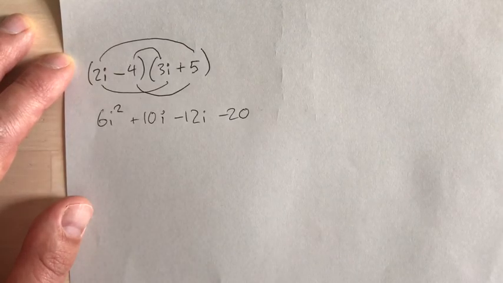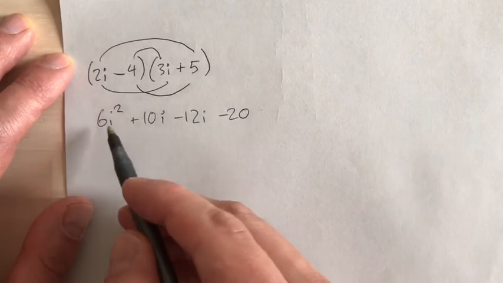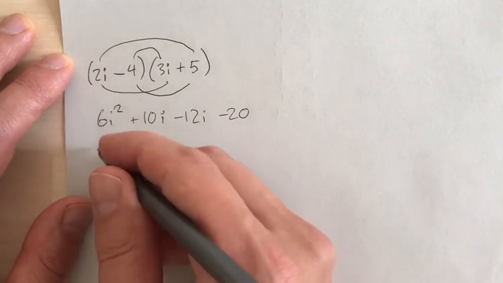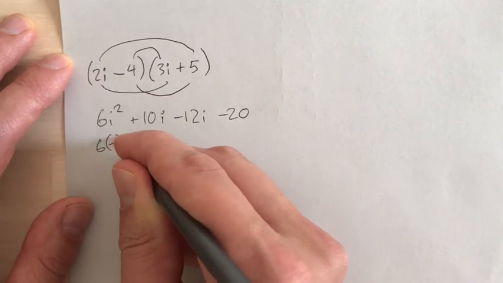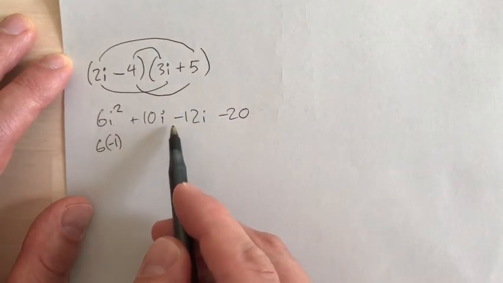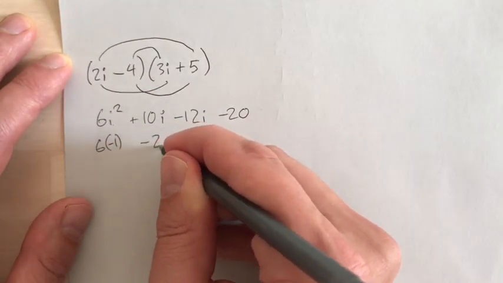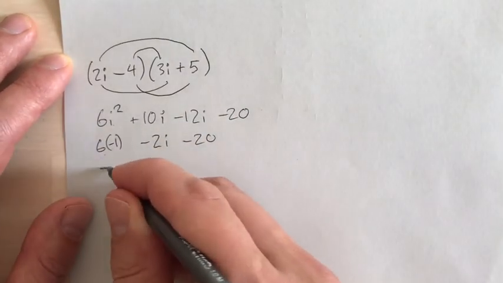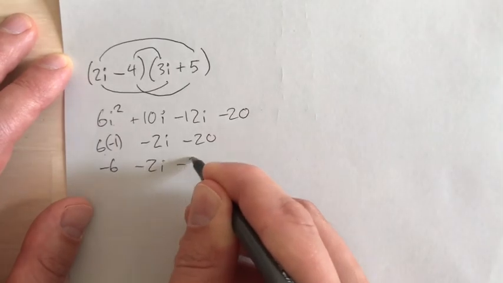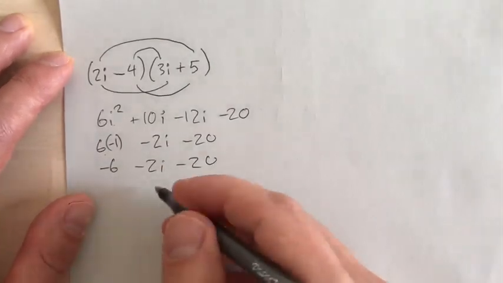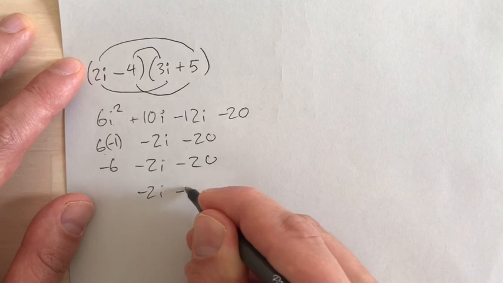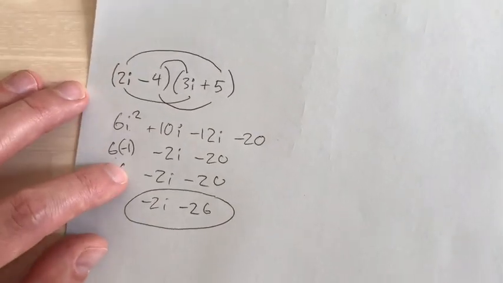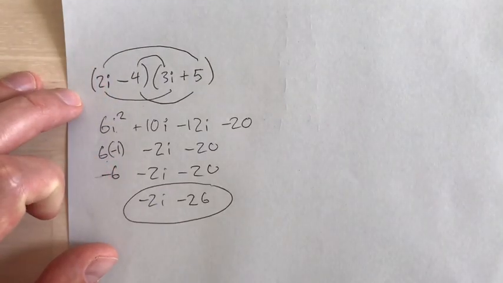I could do some simplifying here. For instance, we just learned that i squared is equal to negative 1, so I could turn that into a negative 1. I can add these guys together: 10i minus 12i is negative 2i, minus 20. And 6 times negative 1 is negative 6. And then I can combine negative 6 with negative 20. So that would become negative 26 and negative 2i. That would be the simplified version of that multiplication problem.